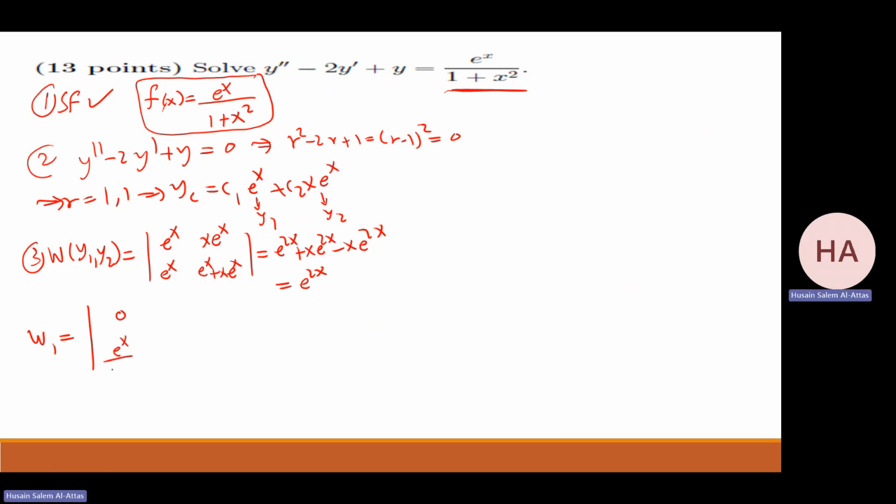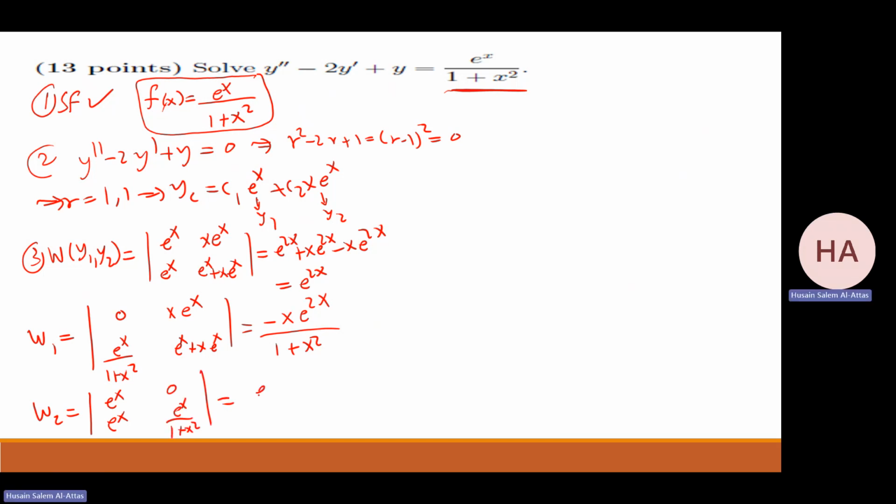And e^x over 1 plus x squared. Here I have x, e^x plus x e^x. That I need a minus sign, so it's minus x e^x over 1 plus x squared. W2, I have e^x, 0, e^x, 1 plus x squared. That gives me e^x over 1 plus x squared.